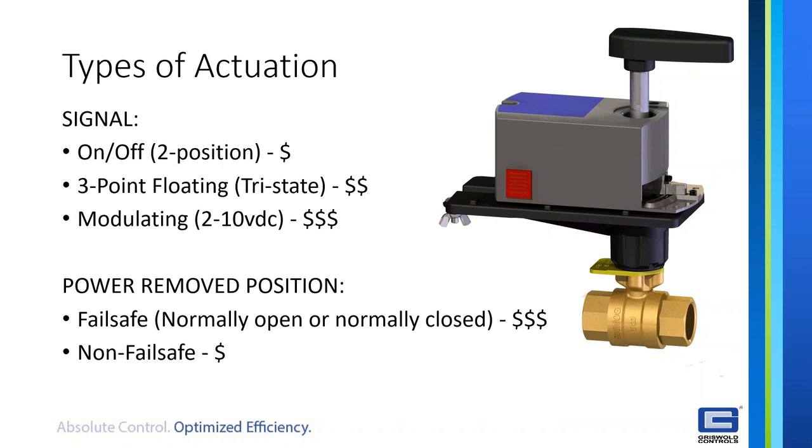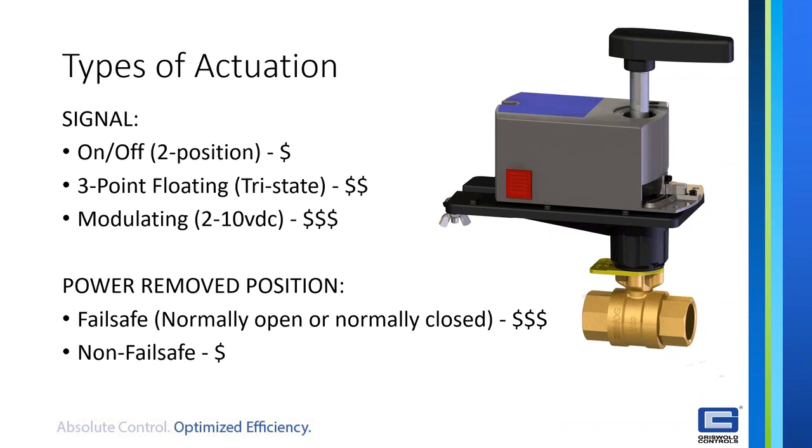So you've got fail-safe and then you've got non-fail-safe. With a non-fail-safe, when the power is removed, wherever it was is where it stays. For a dollar comparison, a non-fail-safe is, say, one dollar, versus a fail-safe that can sometimes cost over twice the price of a non-fail-safe. So there is a big price difference.